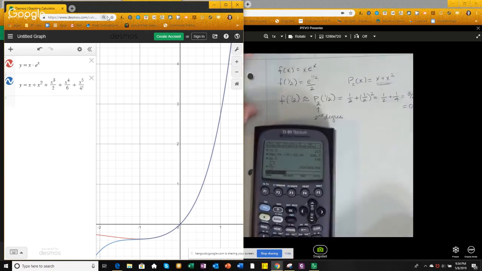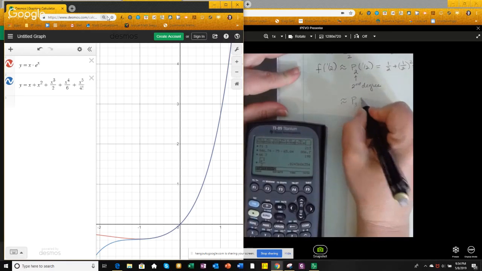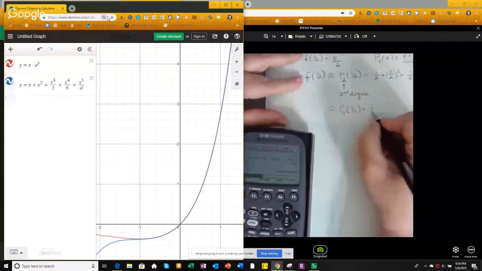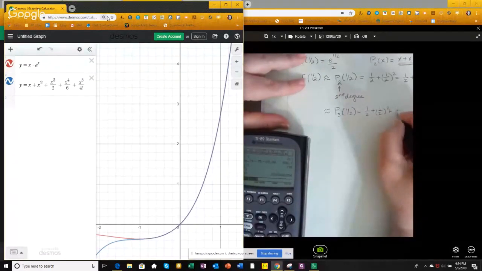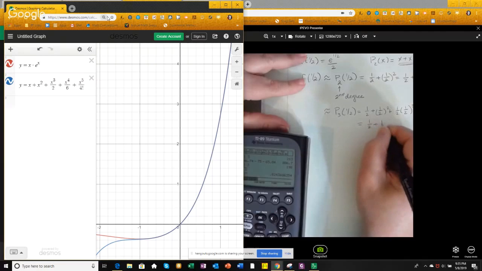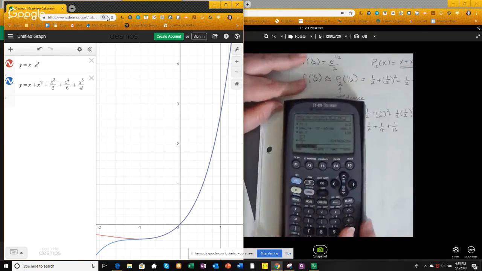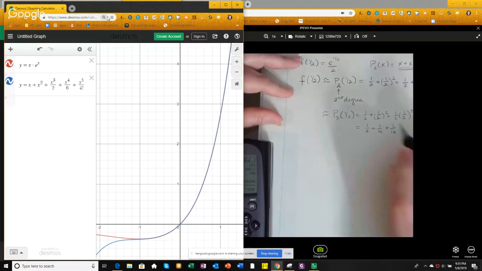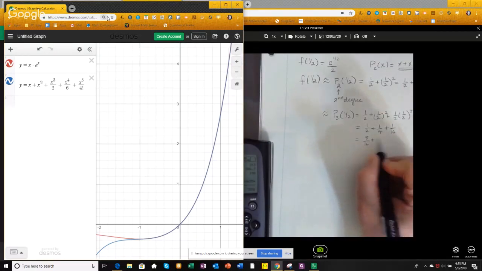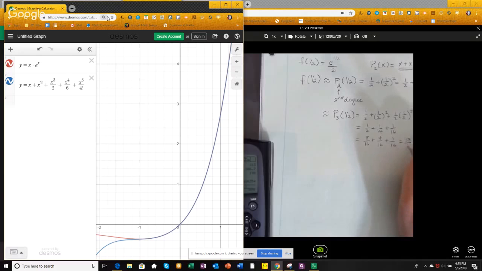What happens if I use the third degree? Let's see what that looks like. If I use the third degree Taylor polynomial at 1/2, that's going to be 1/2 plus 1/2 squared plus 1/2 times 1/2 cubed, which is equal to 1/2 plus 1/4 plus 1/16. We could find a common denominator here. That's going to be 16. So that's 8/16 plus 4/16 plus 1/16, which is 13/16. Is that right?